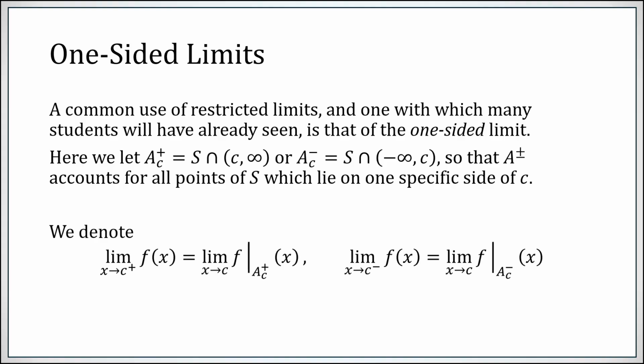So let's denote the restricted limit from A∩C+. If you're only allowing x to approach c and be bigger than c, if this limit exists, you say it is the limit as x approaches c from above. Similarly, the restricted function on A∩C−, where the domain only accounts for things less than c, if that limit exists, you call it the limit as x approaches c from below. These are one-sided limits that many of us have probably seen before in our elementary calculus courses.